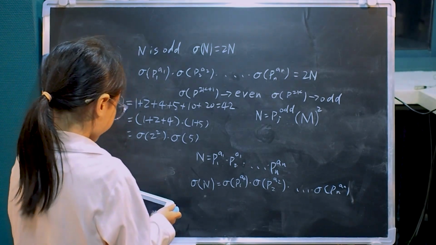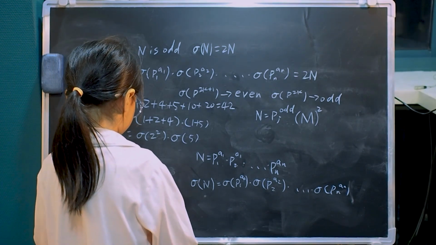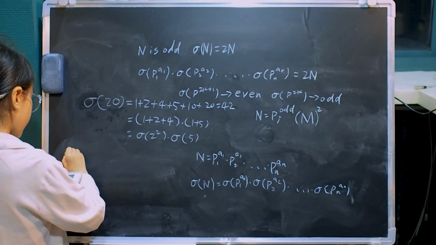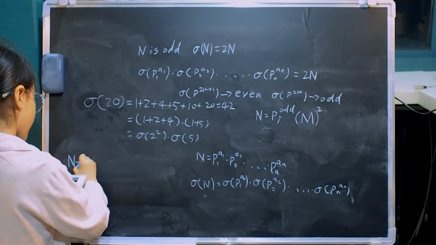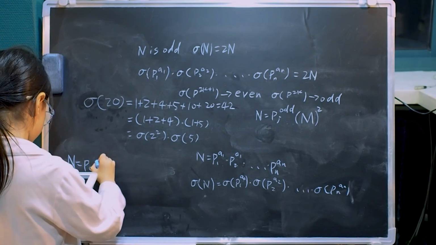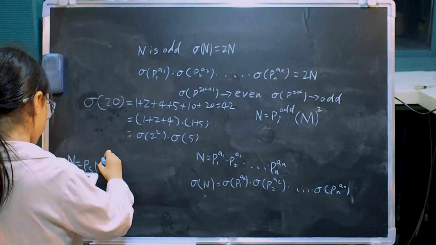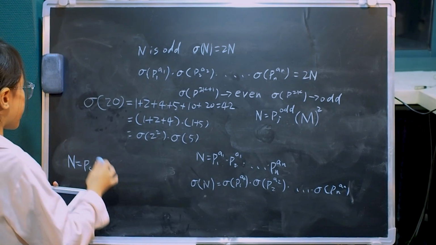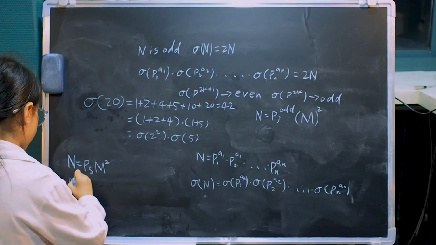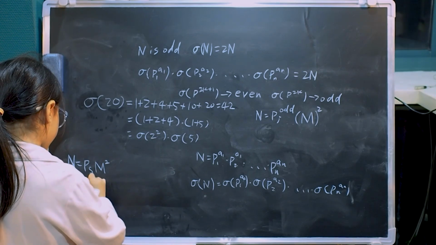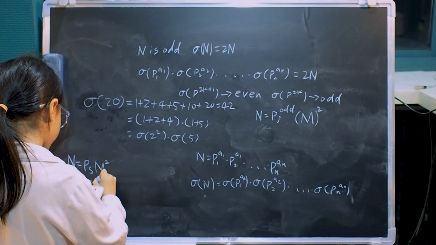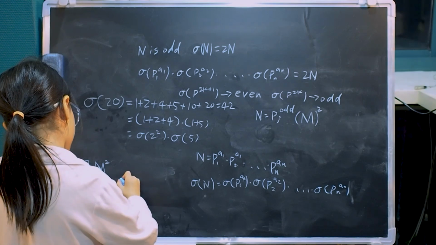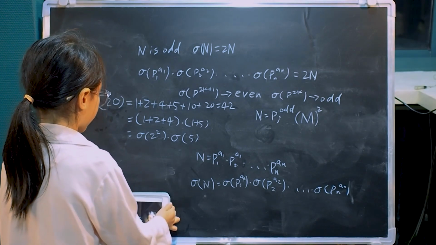Okay, so now we got it. For the odd perfect number, at last we can get n equal to p to the r times m squared, and now Euler made a little bit of change to it. So we can get n is equal to p to the 4k plus 1, and then times m squared. So at last we got this.